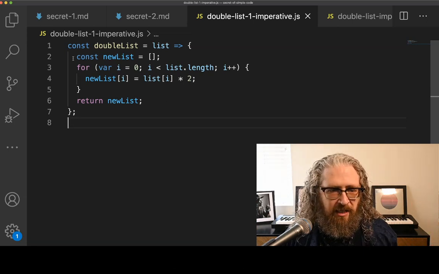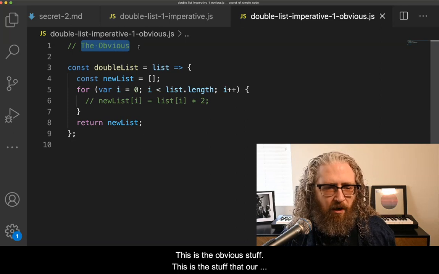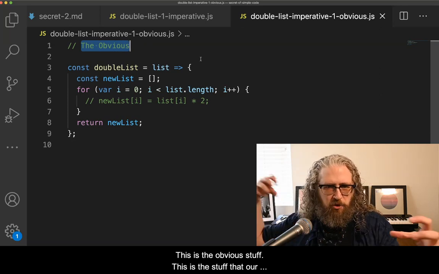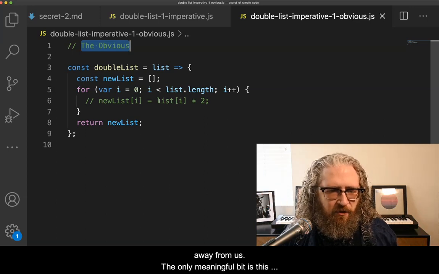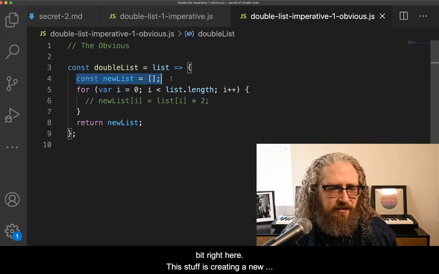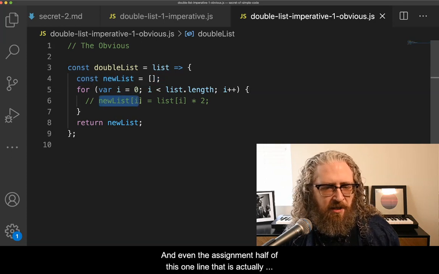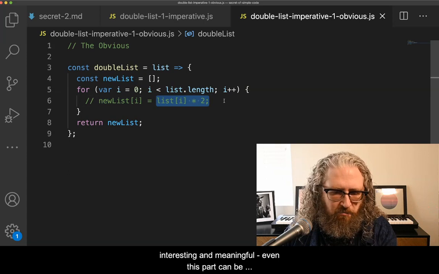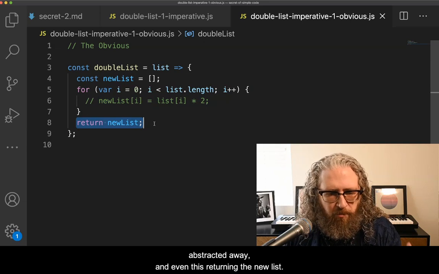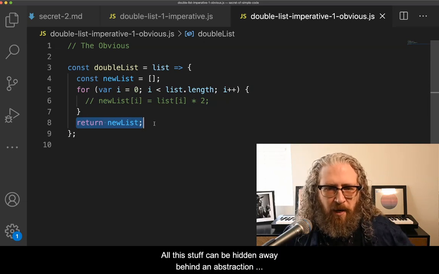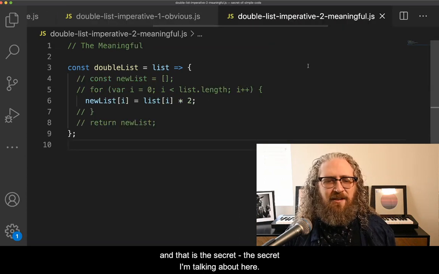The first thing that jumps to mind is all of this code. So let's look at this. This is the obvious stuff. This is the stuff that our abstraction needs to rip out and hide from us and keep away from us, right? The only meaningful bit is this bit right here. This stuff that's creating the new list and iterating over the list, and even the assignment half of this one line that is actually interesting and meaningful, even this part can be abstracted away. And even this returning the new list part, all this stuff can be hidden away behind an abstraction. And that is the secret that I'm talking about here.